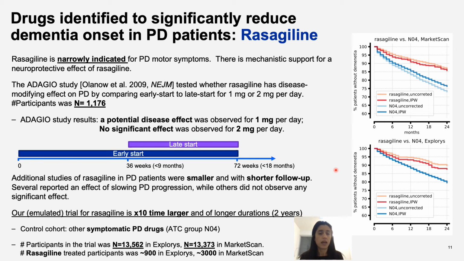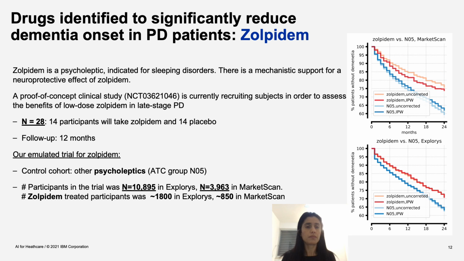We think that one of the reasons for this is that the number of participants was not large enough compared to our study, in which the number of participants was more than 10 times larger than the largest study to date. Also, our follow-up period was longer than the follow-up period of the previous studies. And as you can see here in the Kaplan-Meier plots, the difference between the treatment and the control cohorts increases with time. The second drug that we identified was zolpidem.